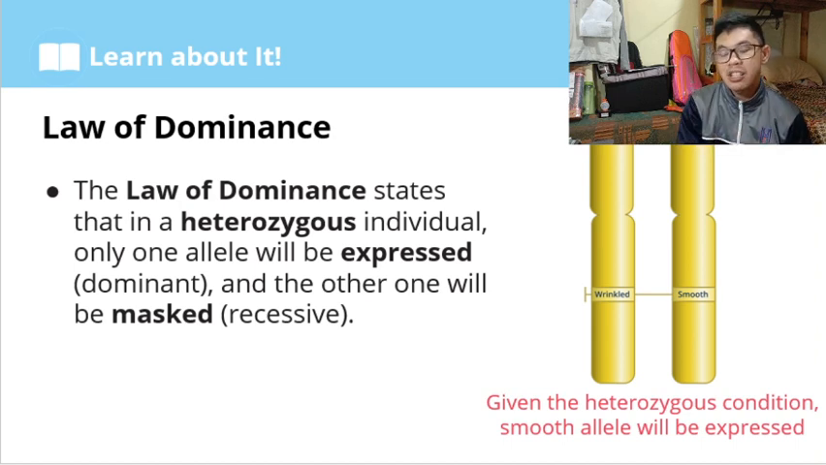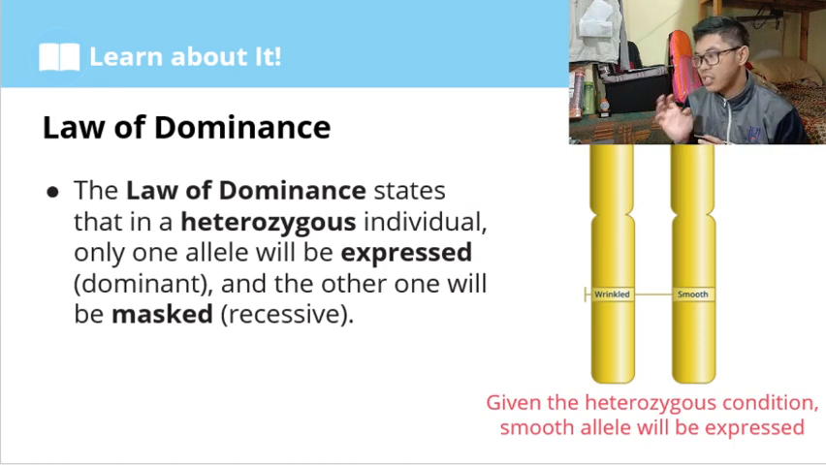Meaning, pag-express, sila yung nakikita natin sa physicality ng tao. So, sabihin natin, pag maputi yung tao, tapos dominant yung gene na yun, syempre, kahit may dugo siyang itim, talagang puti yung lalabas sa kanya. That's the law of dominance, alright? So, we have the one that is being masked, which is your recessive, and the one that is overpowering the recessive is your dominant.